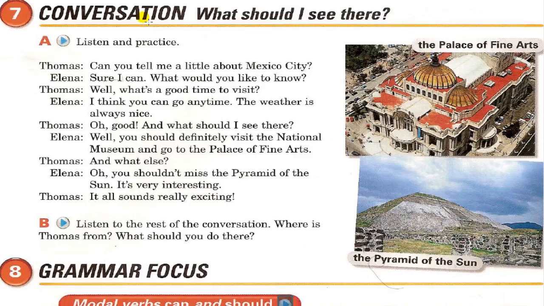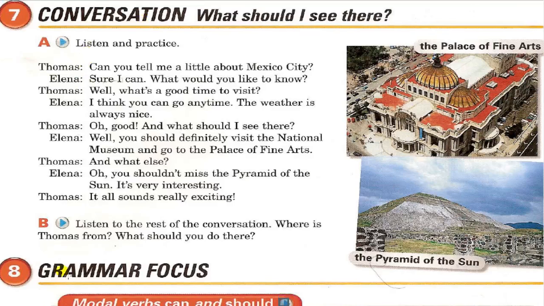Exercise 7, conversation. What should I see there? Part A, listen and practice. Can you tell me a little about Mexico City? Sure I can. What would you like to know? Well, what's a good time to visit? I think you can go anytime. The weather is always nice. Oh, good. And what should I see there? Well, you should definitely visit the National Museum and go to the Palace of Fine Arts. And what else? Oh, you shouldn't miss the Pyramid of the Sun. It's very interesting. It all sounds really exciting.